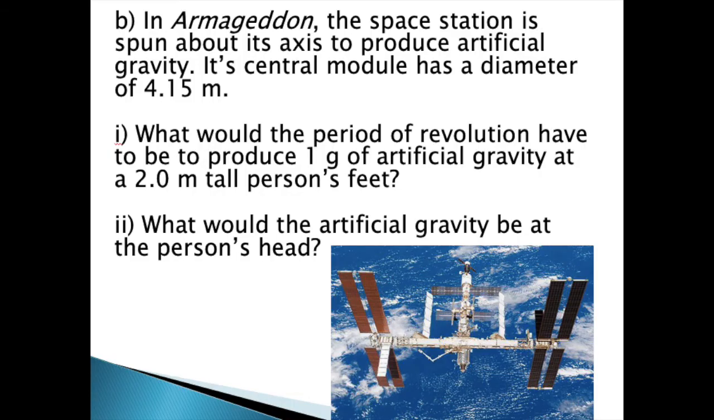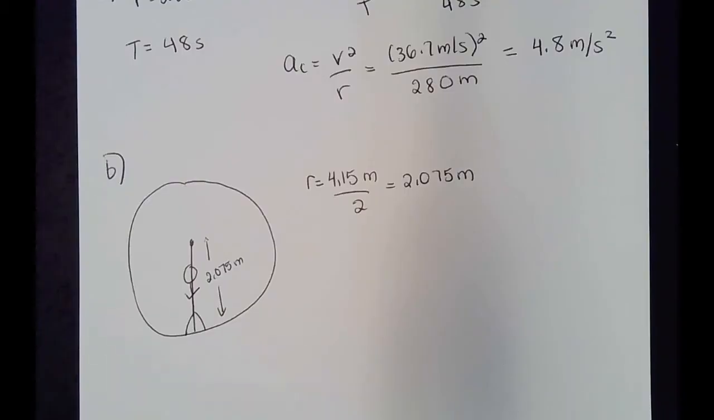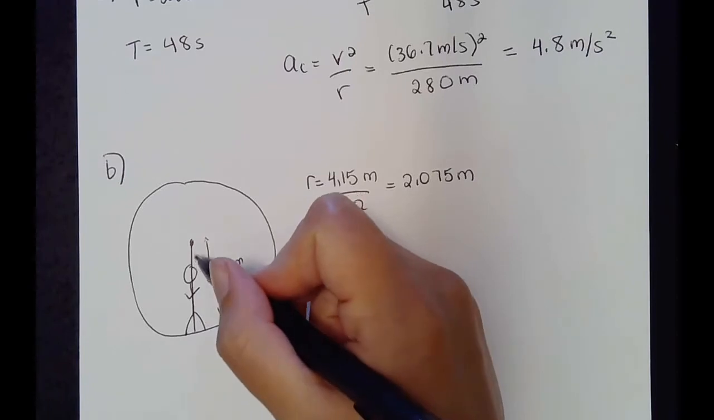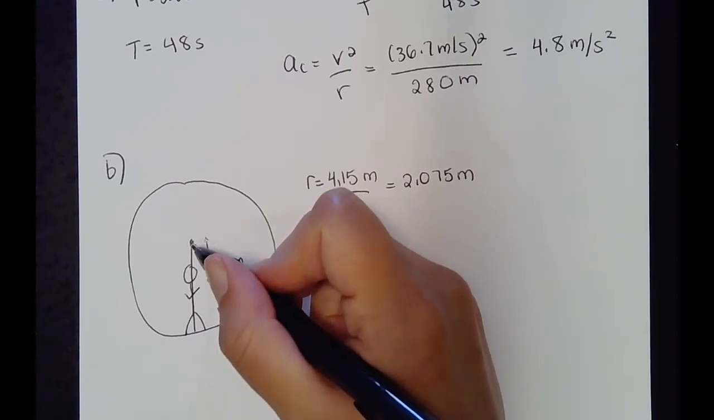B. In Armageddon, the space station is spun about its axis to produce artificial gravity. Its central module has a diameter of 4.15 meters. 1. What would the period of rotation have to be to produce 1 g of artificial gravity at a 2-meter tall person's feet? And 2. What would the artificial gravity be at the person's head? Okay, so it looks something like this, where the head of the person is near the center of the module.